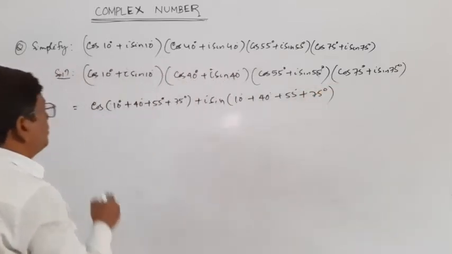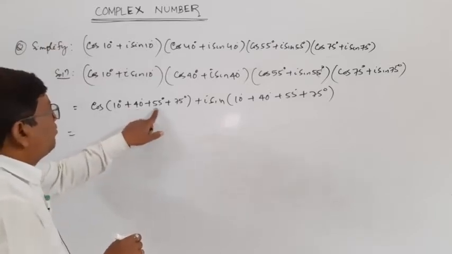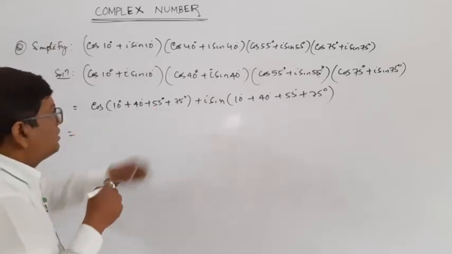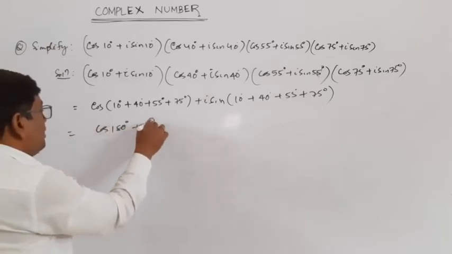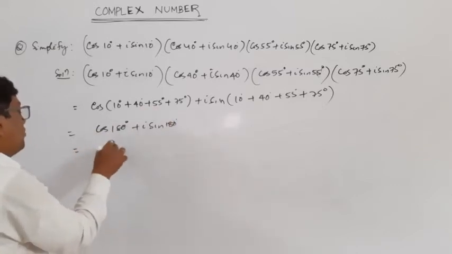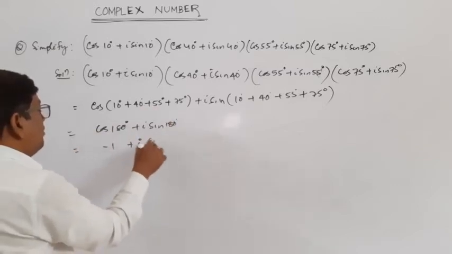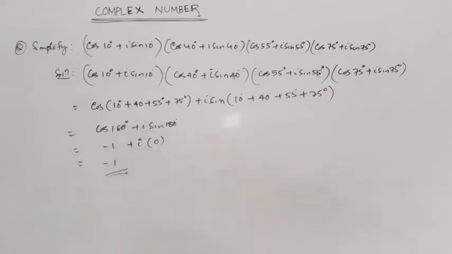10 plus 40 is 50, plus 55 is 105, plus 75 is 180. So this is cos 180° + i sin 180°. Cos 180° is equal to minus 1, and sin 180° is 0. So minus 1 is the answer.